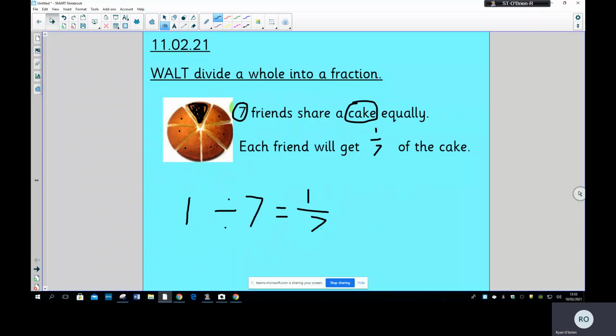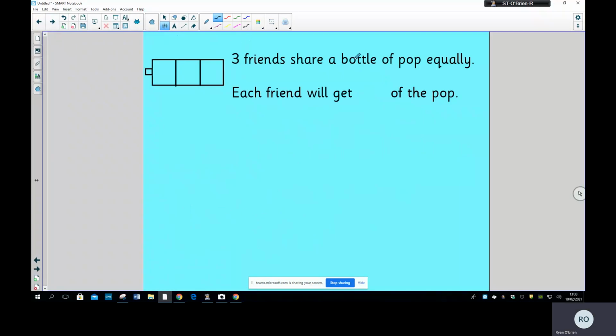Here's another example for you. 3 friends share a bottle of pop equally. Here's the bottle of pop, but I'll put it on the side just to make it a bit easier to look at. Each friend will get what part of the pop? So this bottle of pop is the whole. It's 1, isn't it? And it's divided by 3 friends. So it's going to be shared between 3 people. 1 divided by 3, or 1 shared equally between 3, equals, well, each friend is going to get 1 part, aren't they? This is for one friend, this is for the other friend, and this is for the third friend. So each friend will get 1 part out of 3 parts.